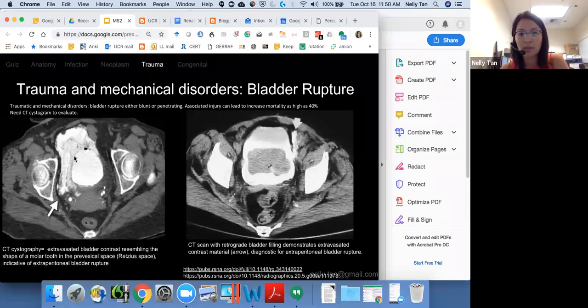That's important to distinguish from intraperitoneal bladder rupture because this is treated conservatively. So here we see something similar, right? We have contrast extravasating, and that's consistent with a rupture.